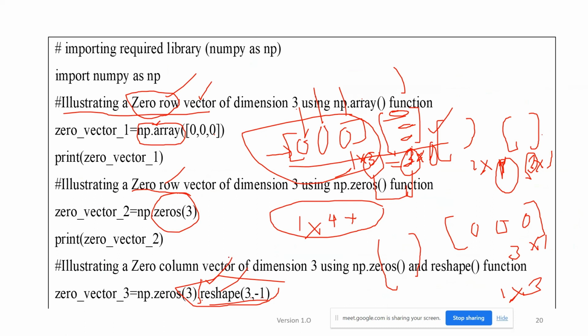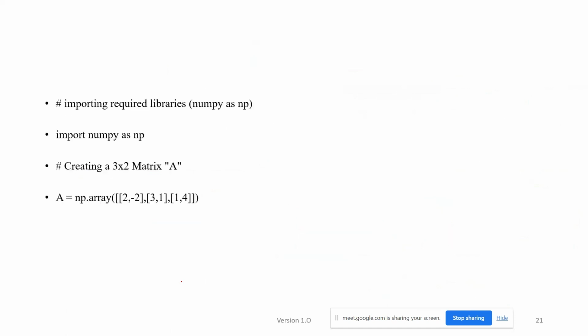The zeros function is not required; we can give our own values. The function to remember is the reshape function. These two functions, the array function and the reshape function, you just remember these two.